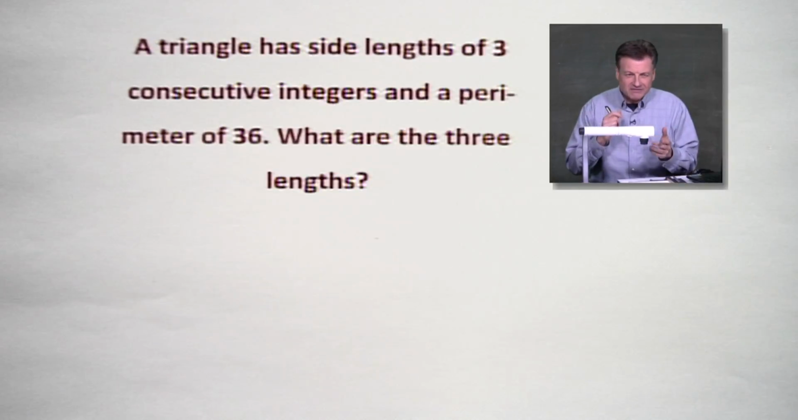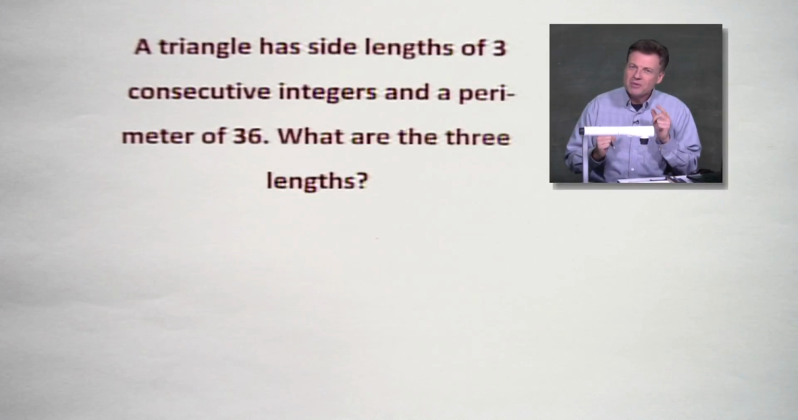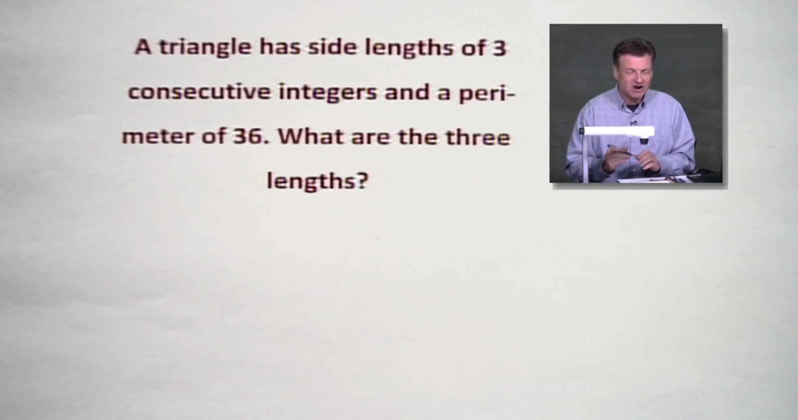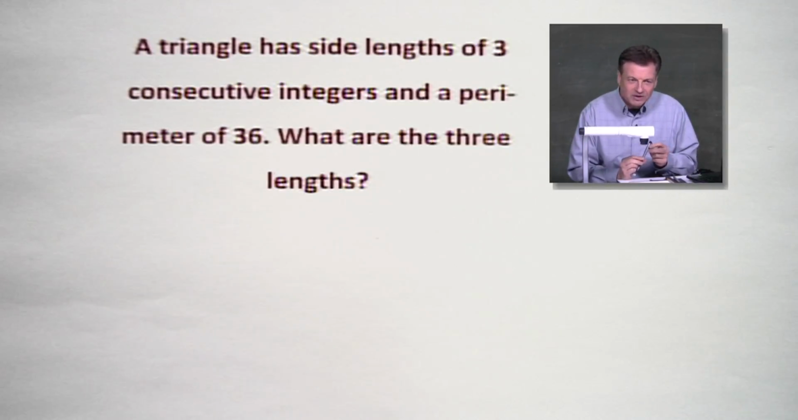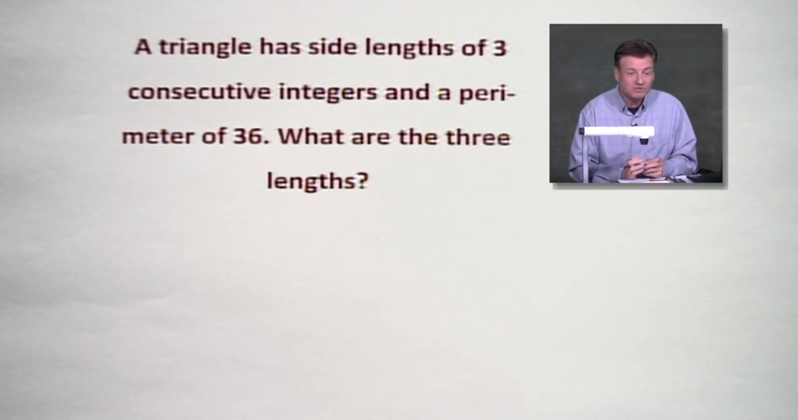So not just any 3 consecutive integers, but they've got to add up to 36, because that's the perimeter. So you say, Ernie, what are we going to do? Well, we could play with it. We could just try a lot of numbers. We could probably eventually find it. I guarantee we could if we went long enough.